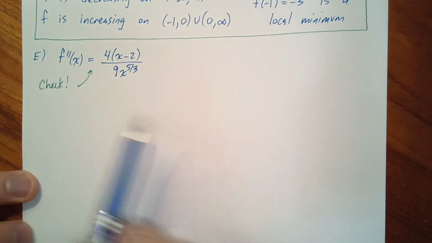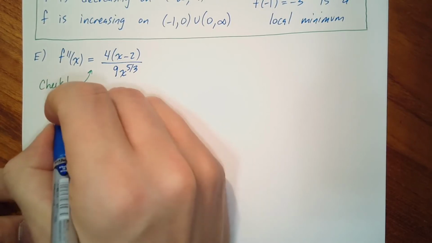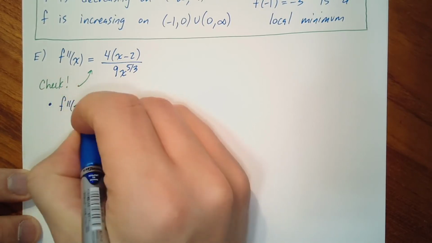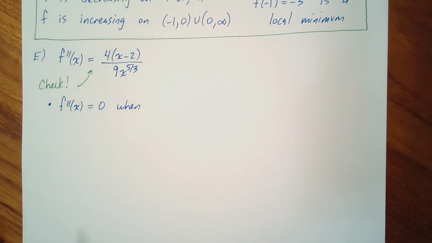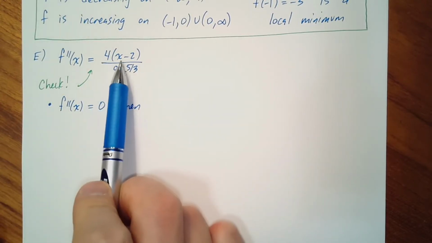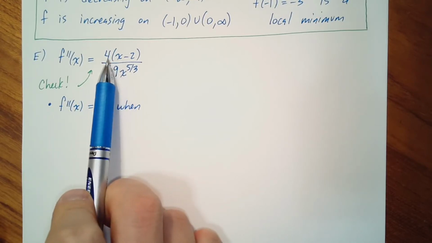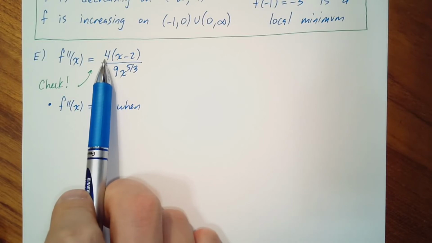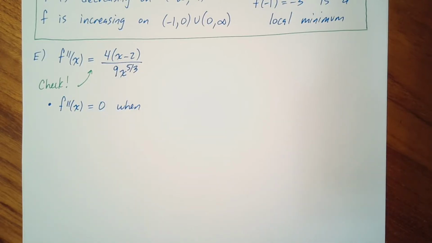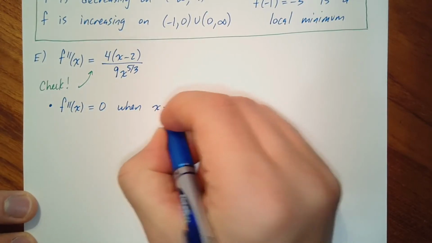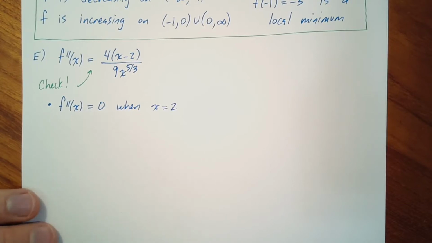We want to find where f double prime of x is equal to 0 and where it is undefined. So f double prime of x is equal to 0 when your numerator is equal to 0. What's the numerator? 4 times (x minus 2). Well, the 4 is never going to be 0 because it's a non-zero constant. So it's really just where x minus 2 is equal to 0, and that's going to happen when x is equal to 2. Okay, so that's one important value for our second derivative table.